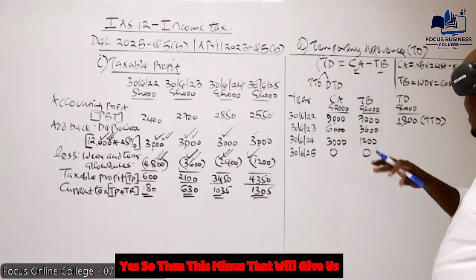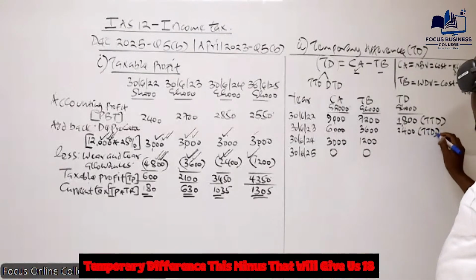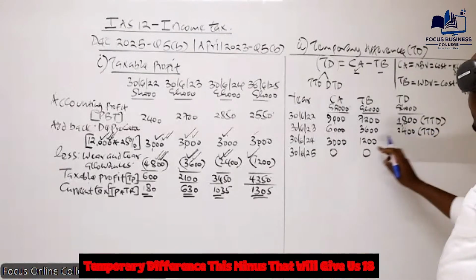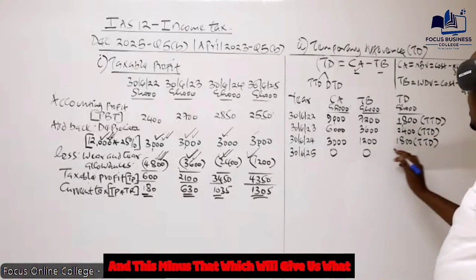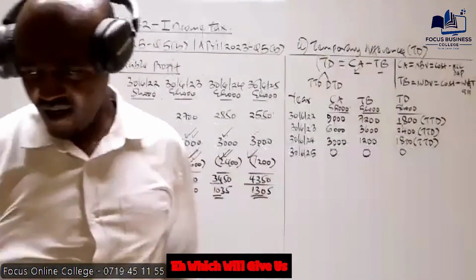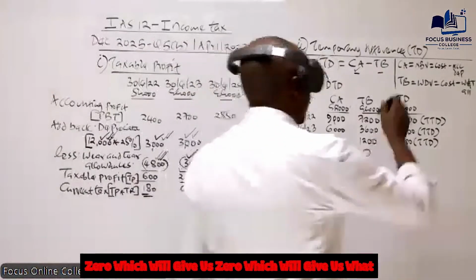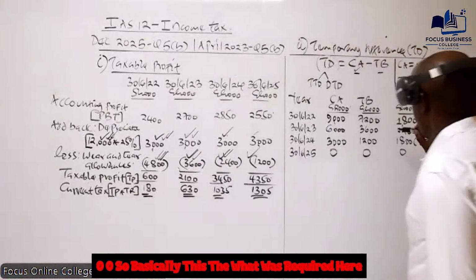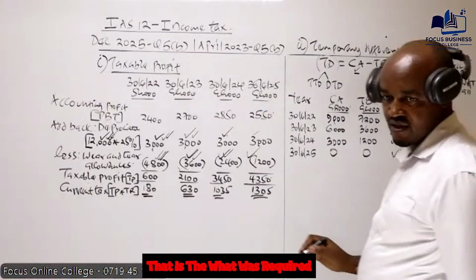So then this minus that will give us 24, which is still a taxable temporary difference. This minus that will give us 18, which is a taxable temporary difference. And this minus that will give us 0, and then 0 again. So basically, this is what was required here.